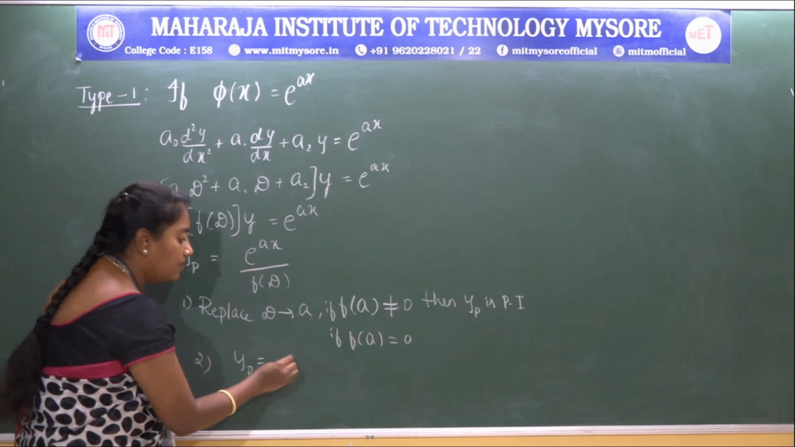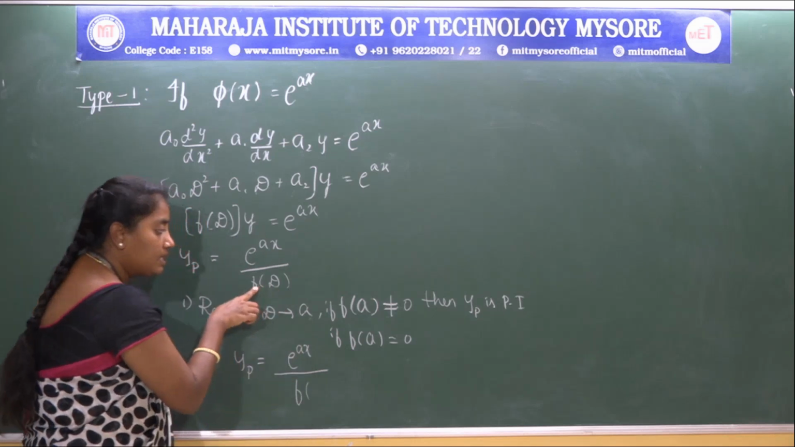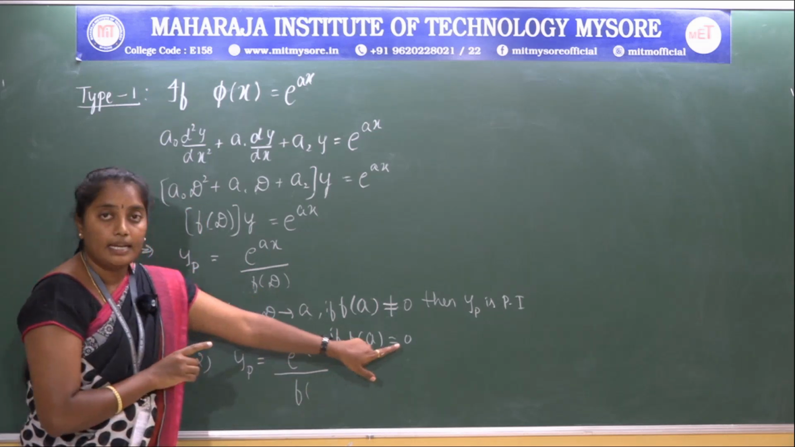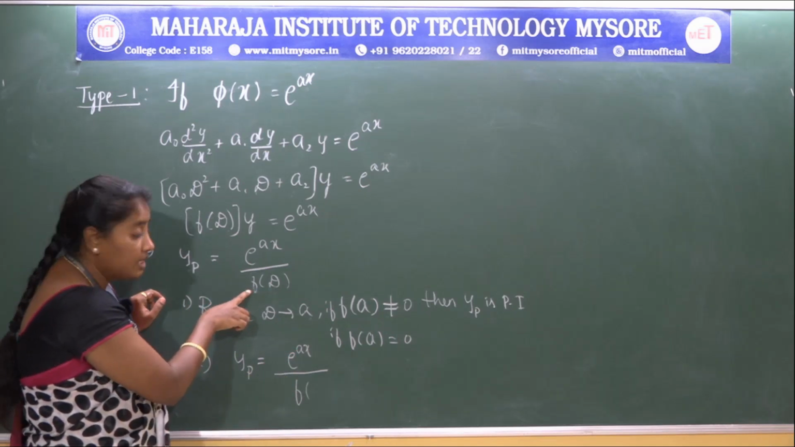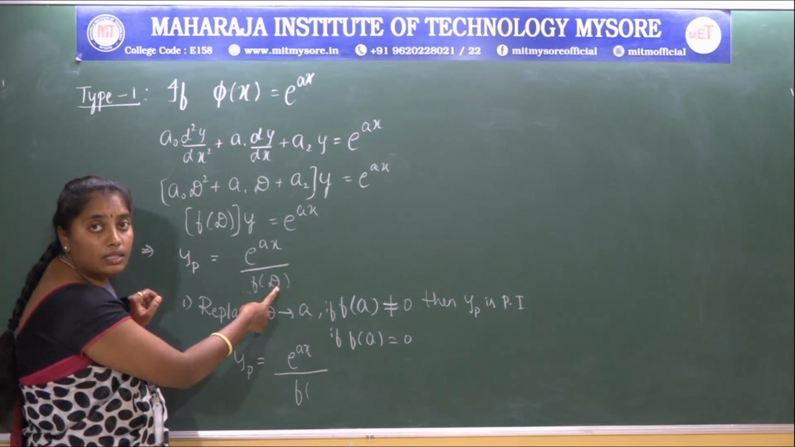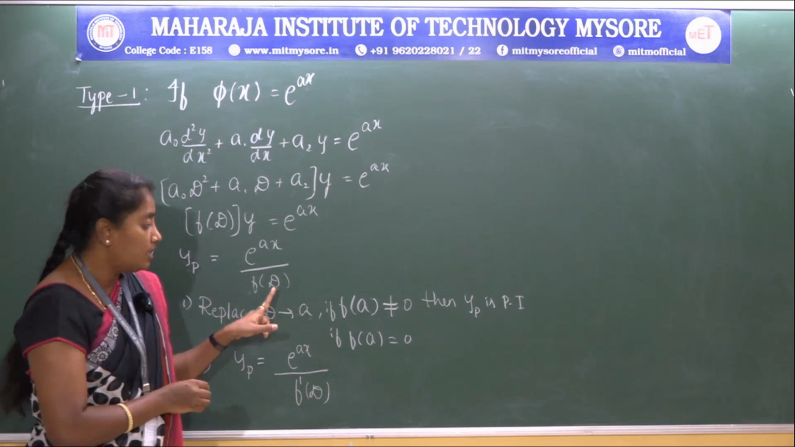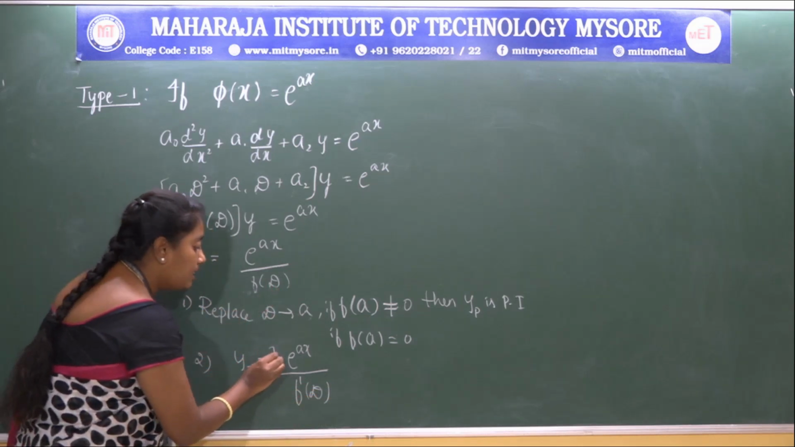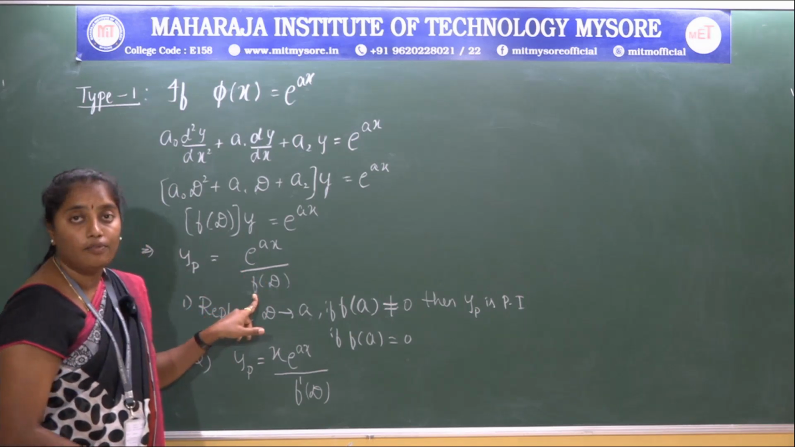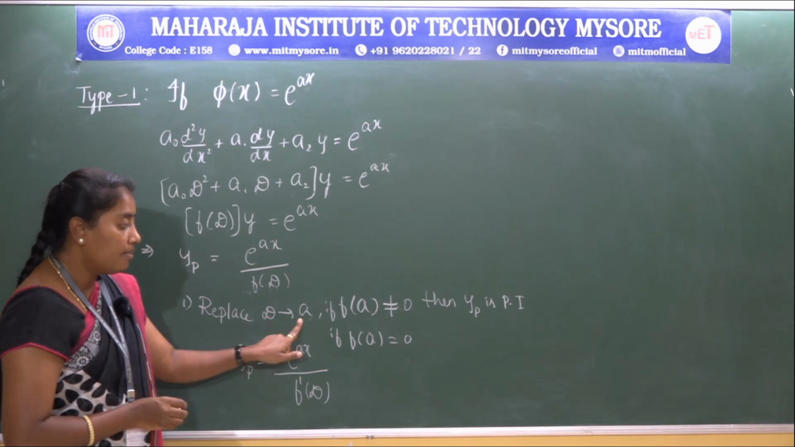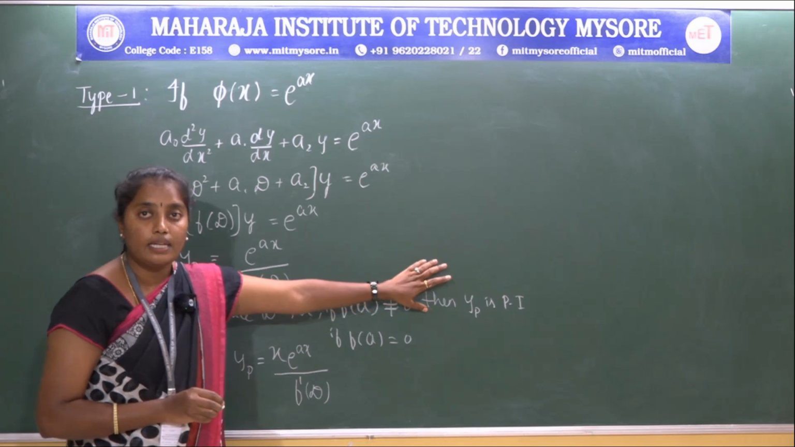After getting the denominator term equal to 0, we write yp is equal to e to the power of ax divided by f of d from the previous step. Since we got 0, in the next step we differentiate this denominator with respect to d, so that is f dash of d, and we multiply the variable x in the numerator. On replacing d by a, if we get a value not equal to 0, then that is the final solution.